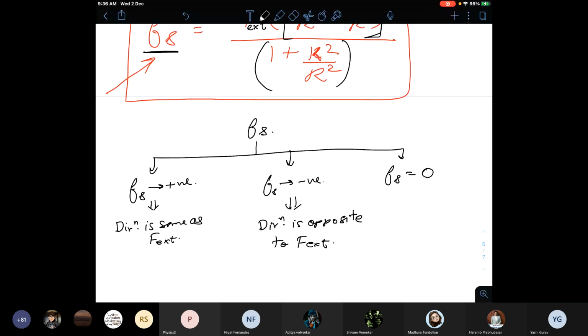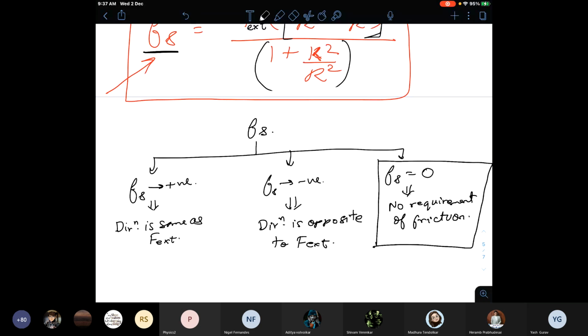And third case, static friction is 0. That means no friction, no requirement of friction. Okay, so if third case is possible, this means that you can do pure rolling. Okay, an object can show pure rolling even without the help of friction. So this becomes the important point: friction is not a necessary requirement for rolling motion, for pure rolling motion. Just because of this single case, friction is not a requirement for pure rolling motion.